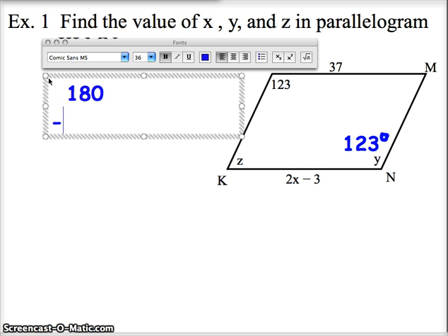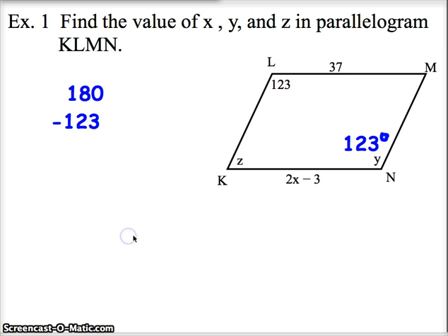So if I take 180 minus the 123 degrees that we already have, see, that makes 10, leaving us with 7. 10 minus 3 is 7. 7 minus 2 is 5. So my other angle, angle Z, and the angle that's not labeled at angle M, those are both 57 degrees.